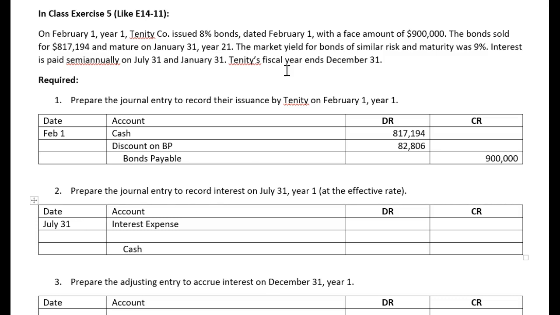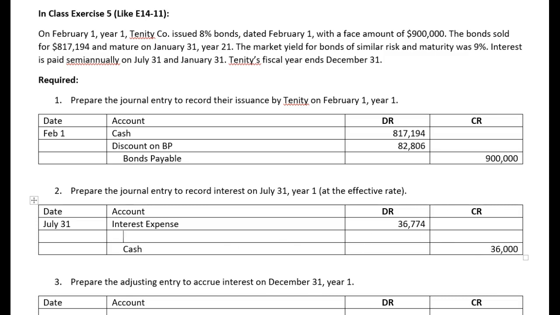So the effective rate on this bond was 9%, and it's paid semi-annually, so we're going to divide that by 2. And again, we're going to round, so our interest expense would be $36,774 rounded. Then we're going to calculate the cash payment. Again, the cash payment is always calculated taking the face value, so we're going to take the $900,000 face value, multiplying by the stated rate, and again times 6/12, or we can simply divide by 2, and that gives us $36,000 cash payment.